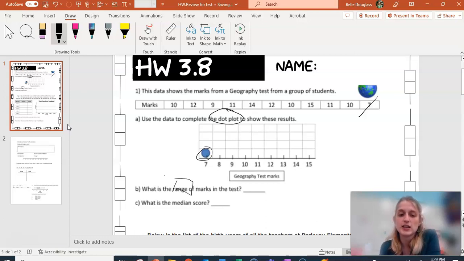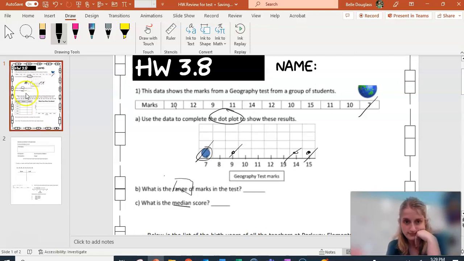Range is the biggest dot minus the smallest dot. Median is the middle dot when ordered from least to greatest. So you can literally cross off the smallest dot, the biggest dot, the smallest dot, the biggest dot, and find your middle dot.